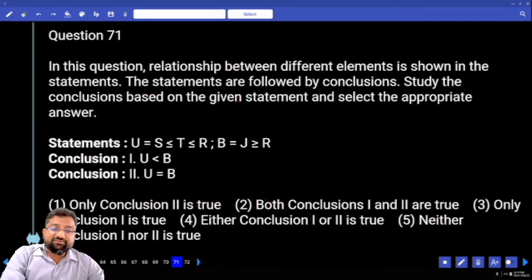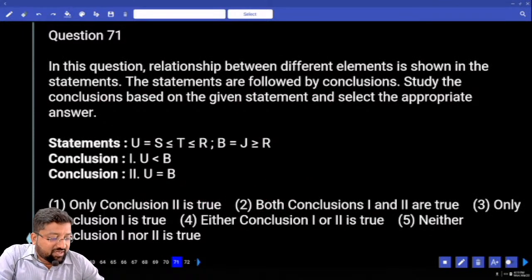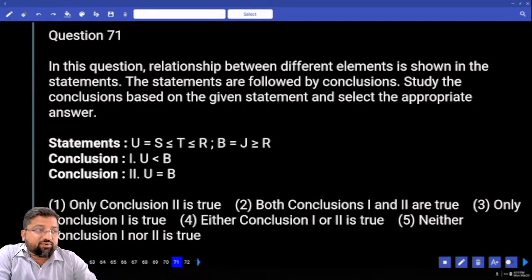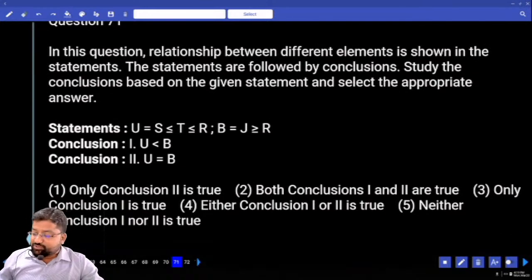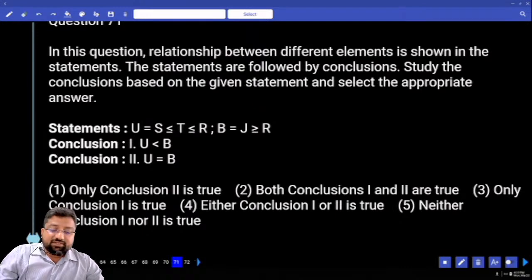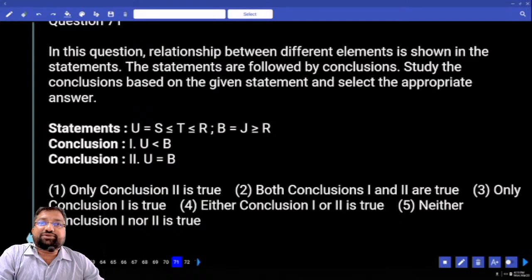Let's see this question. Questions from 71 to 75 are based on coded inequalities. And to solve these questions, will I use pen and paper? No. Only observation. Look at this question here. If you observe carefully, in conclusion 1 and conclusion 2, the same letters are repeating. So when I combine these two, I'll get U less than or equals to W. There is a possibility that my answer can be either or. But we'll come to know only after you solve the question.